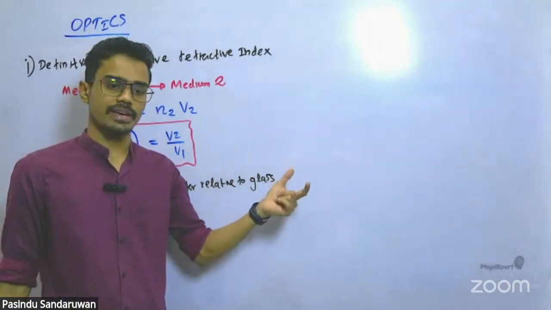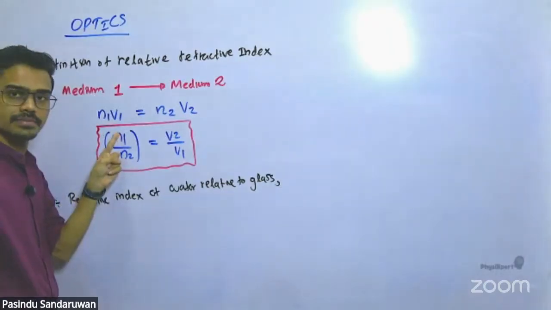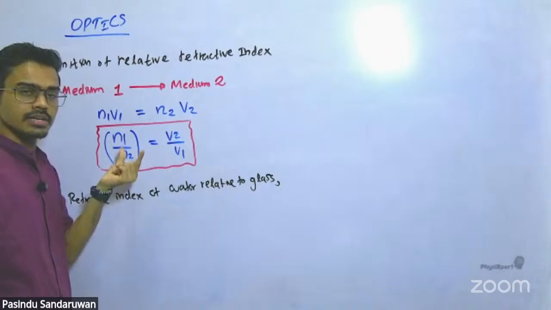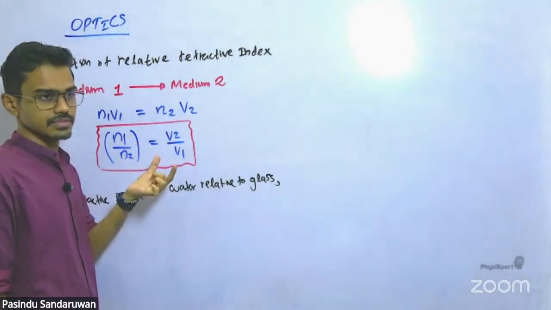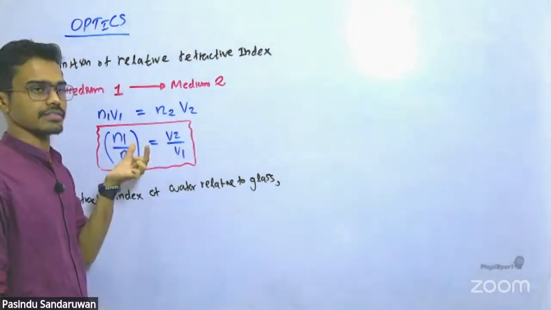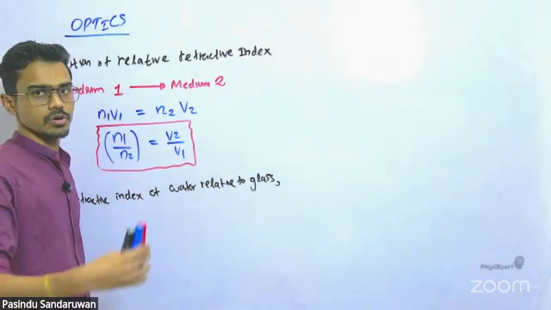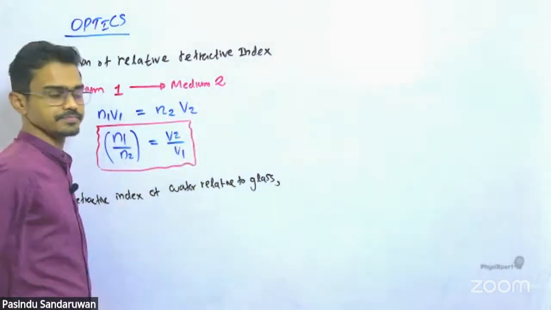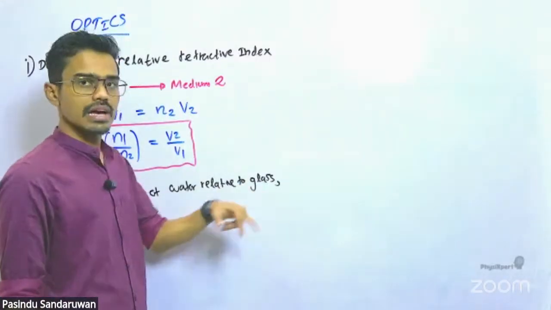Always 2 is coming as the denominator term, right? This is the refractive index of first medium relative to second medium. This is also called the refractive index of first medium with respect to second medium. Now this is the refractive index of water relative to glass.